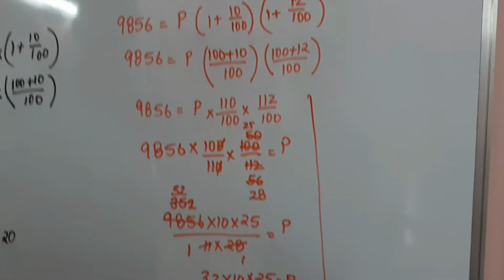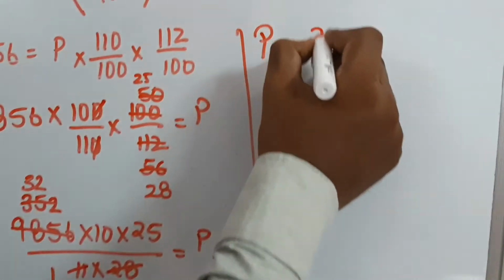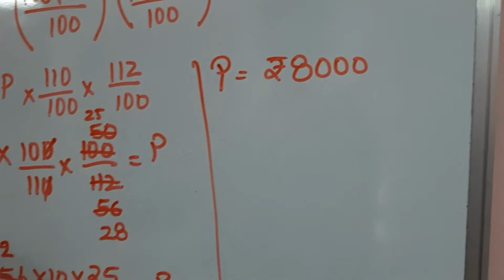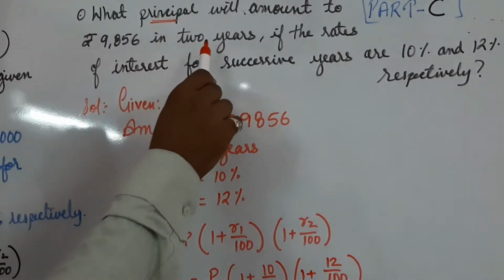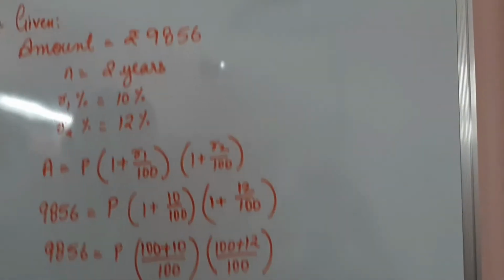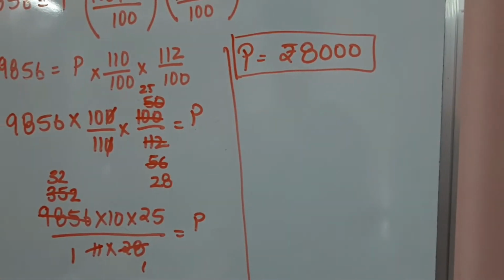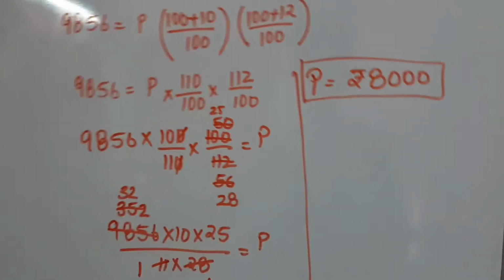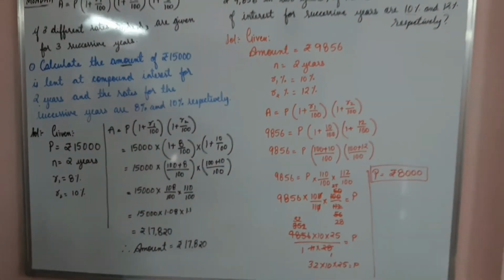32 into 10 into 25 is equal to P. So therefore the principal is rupees 8,000. What principal will amount to rupees 9,856 for 2 years, if the interest rates are 10% and 12%? The principal is rupees 8,000. This is how we use this formula of different rates, my dear students. Understood, students?